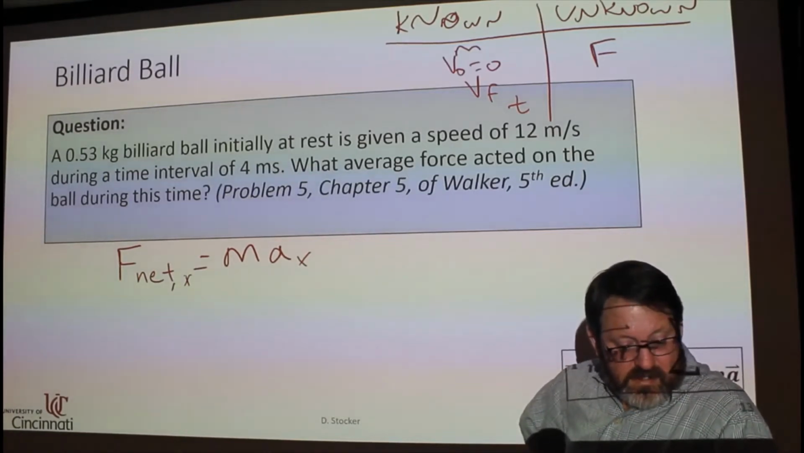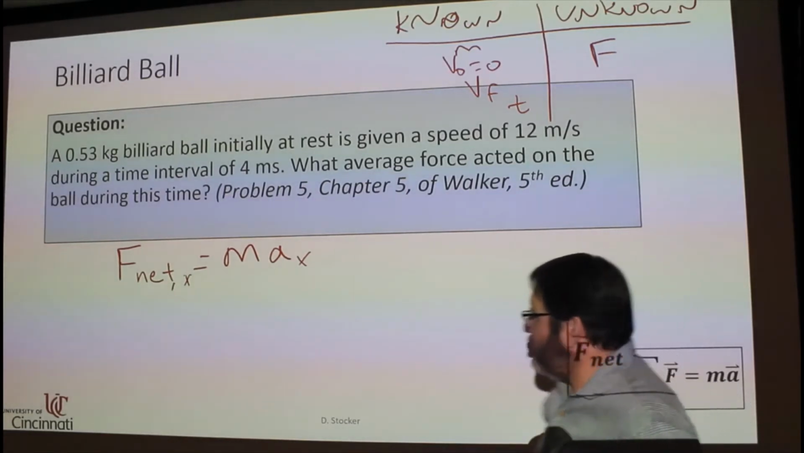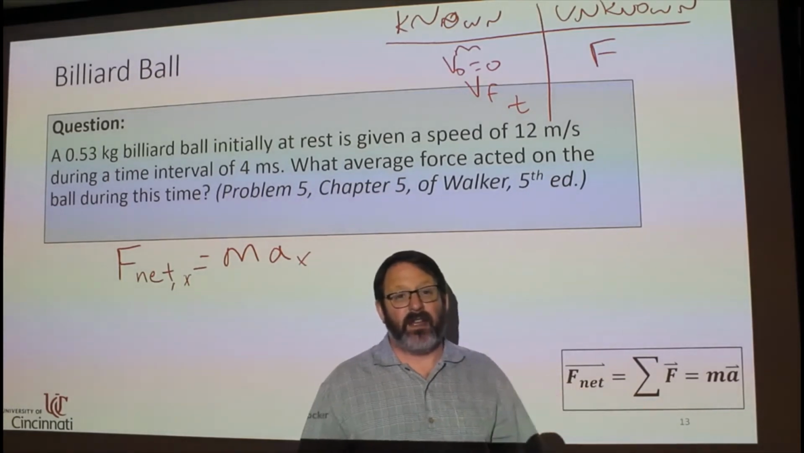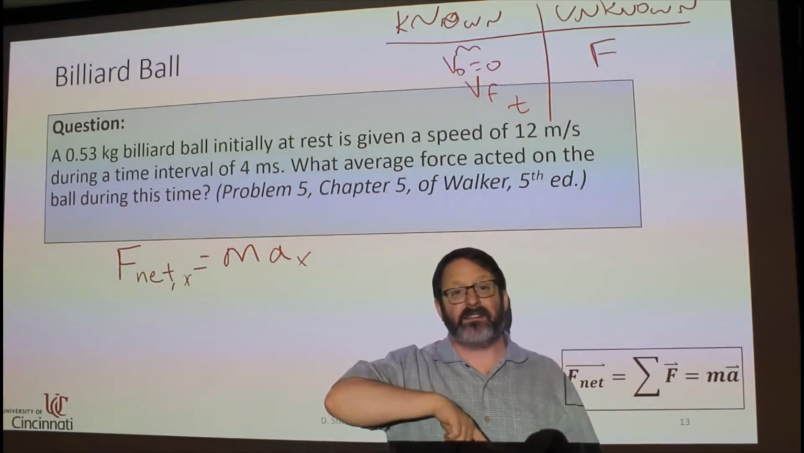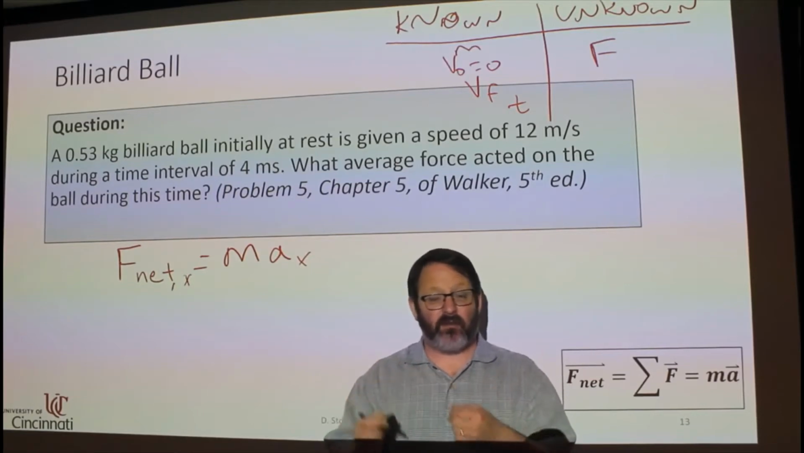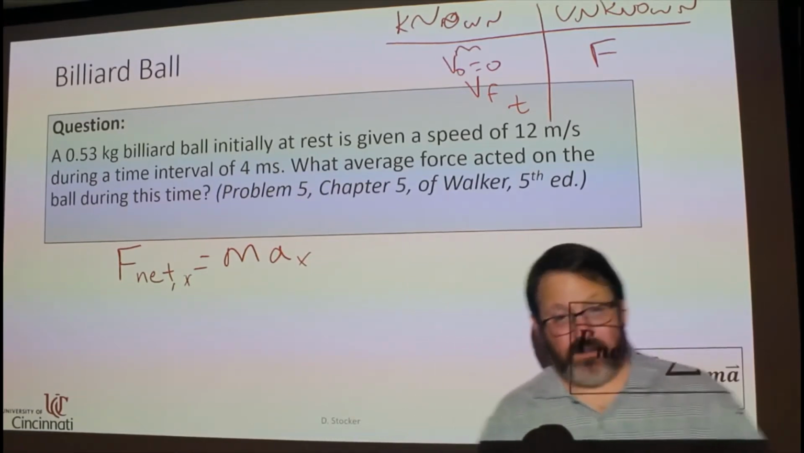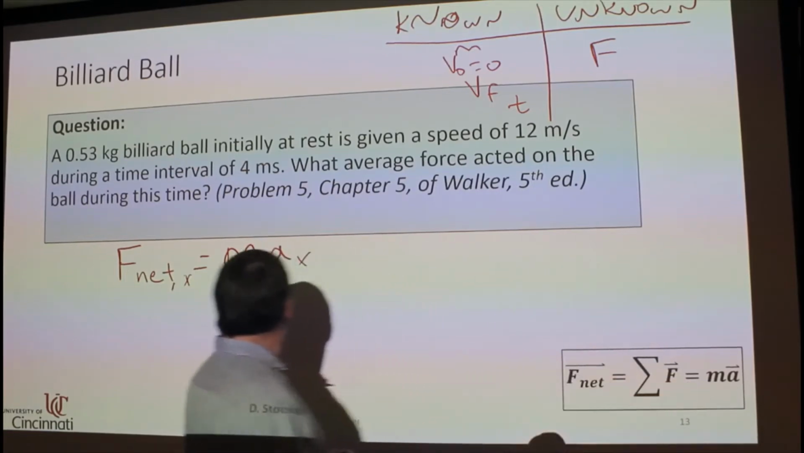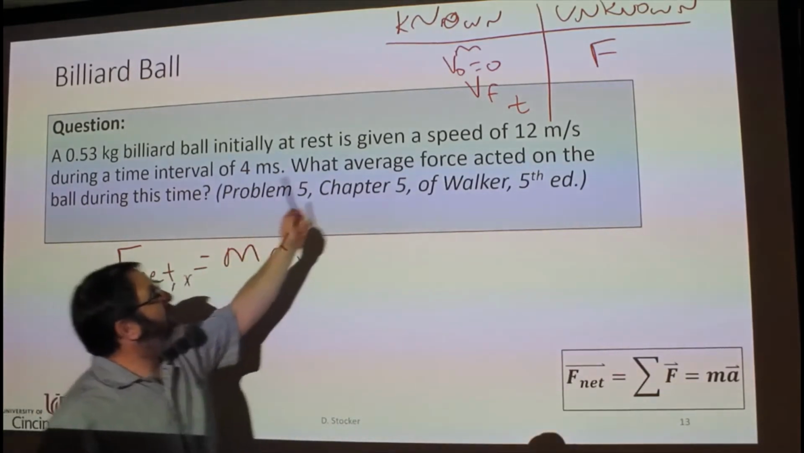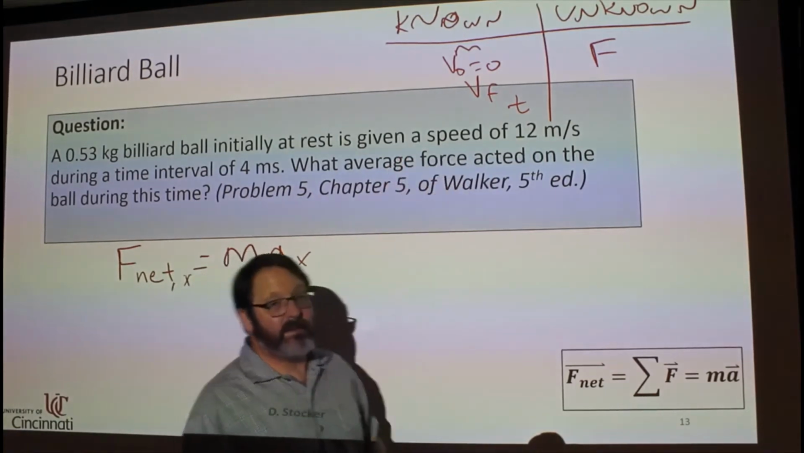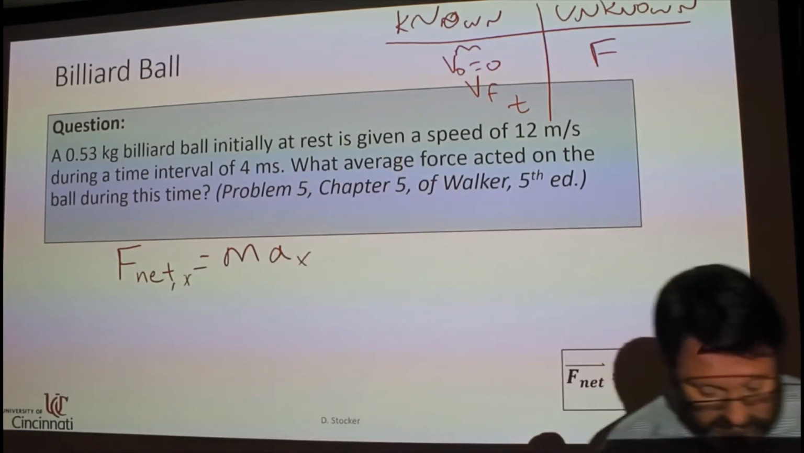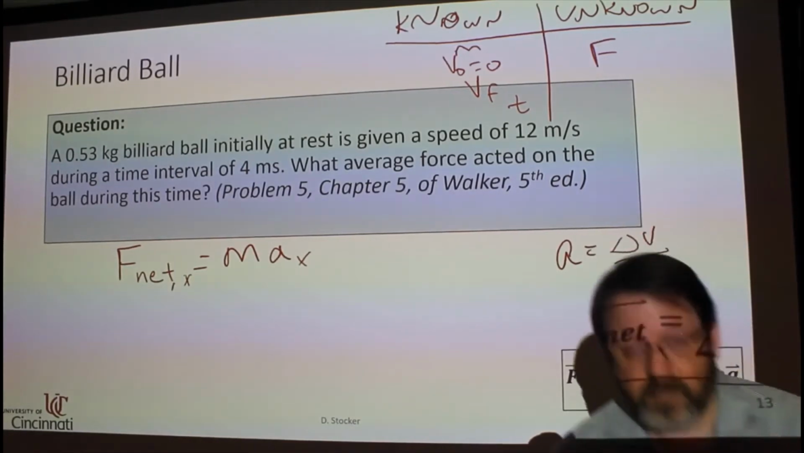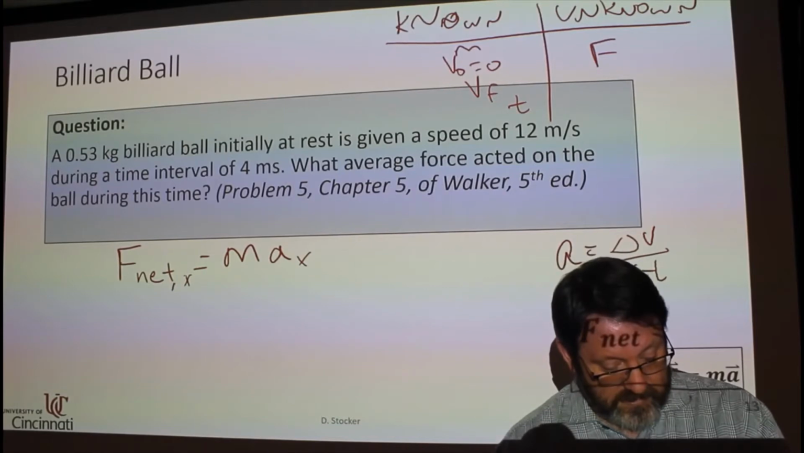So I don't see any place to put v's or t's into this equation. What we actually have to do is go back to the last chapter. Kinematics works together with forces often. So if I go back to the last chapter, I've got an acceleration, and I need v naught, v final, and t. There's actually an equation. Acceleration is change in velocity over change in time. So that's what I need to do.